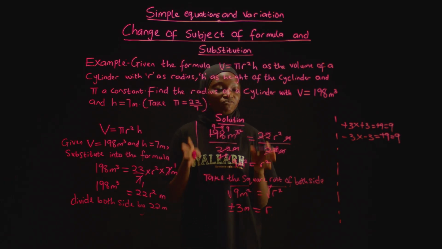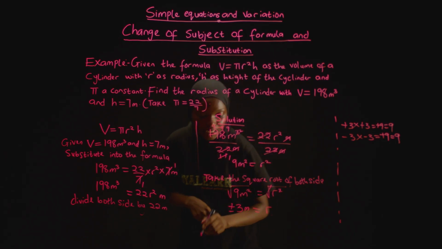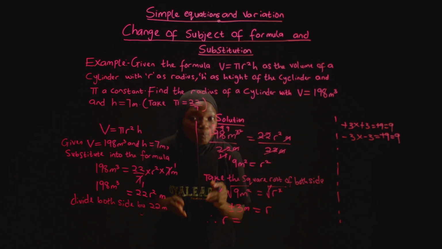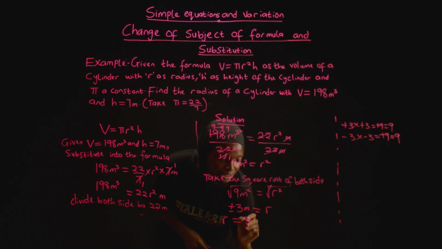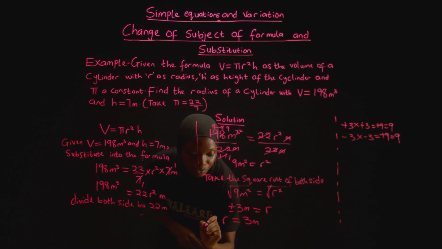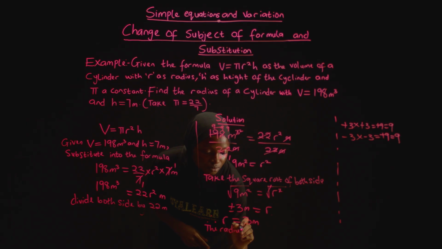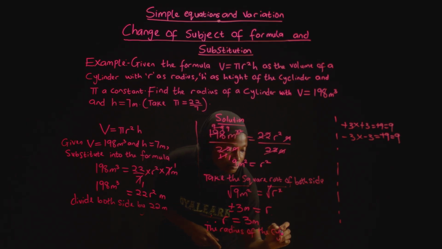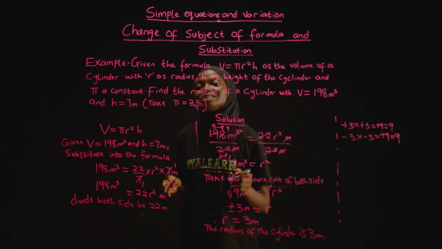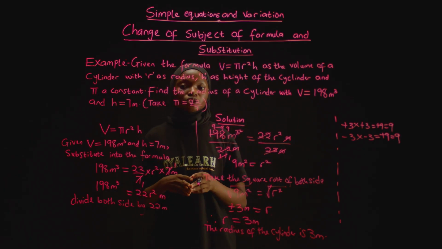But because this is a radius, the radius cannot be negative. So that means the value for the radius of this cylinder, r, will be the positive value, that is just 3 meters. So the radius of the cylinder is 3 meters. And that's how to solve and make substitution. Thank you.